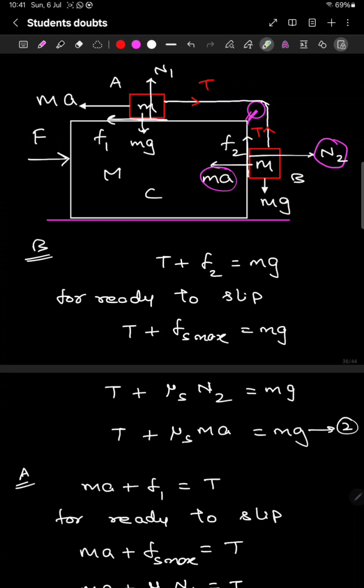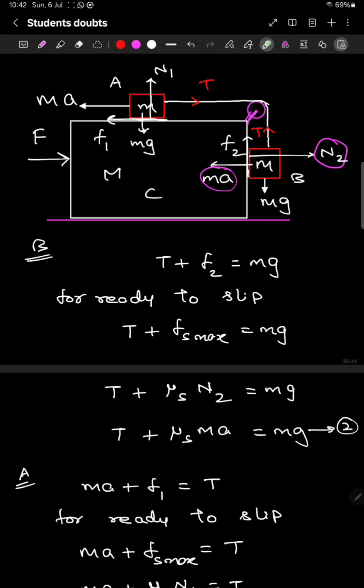Now the free body diagram of B block. Here the upward force T plus F2 is balanced with mg. So for ready to slip, this F2 becomes maximum. So maximum from the formula, mu into N, mu into the normal force N2. Here N2 is balanced with ma, so we can replace the N2 value as ma. Let it be equation number 2.